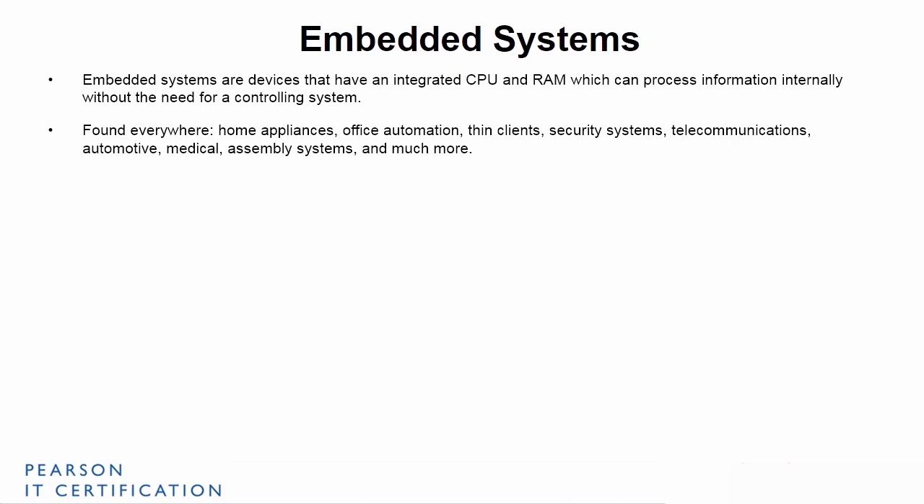You've also got security systems, for example, biometrics or alarm systems. You've got telecommunications. Really, I mean, the Internet of Things: your routers, your switches, your cell phones, your smartphones, even your tablet computers could all be considered embedded systems.